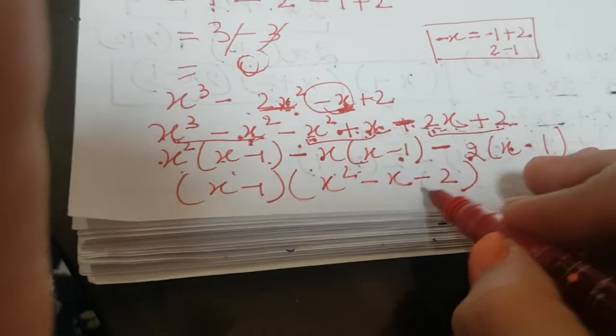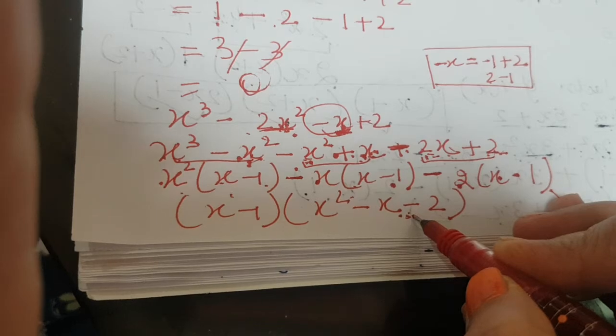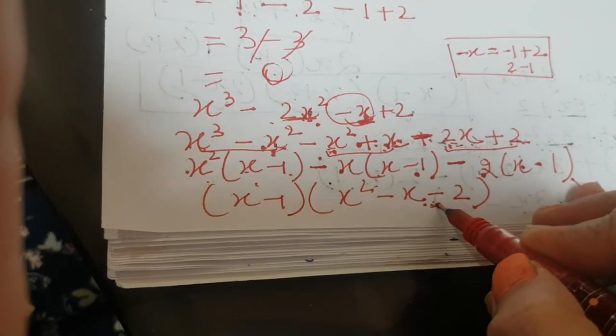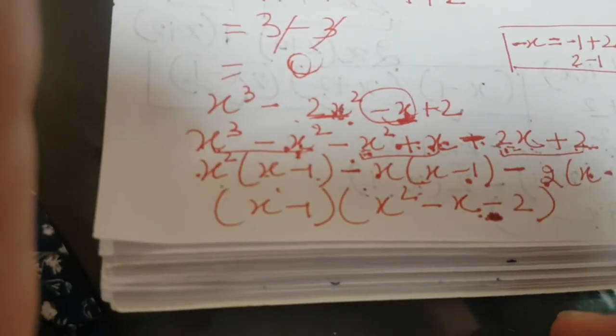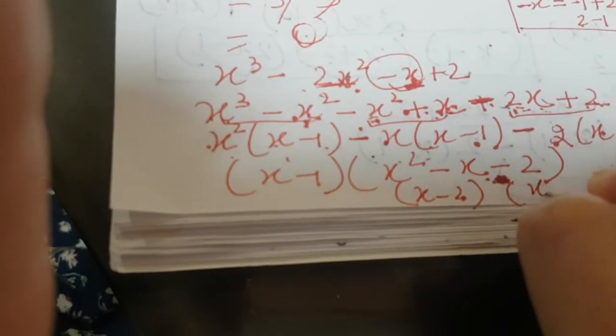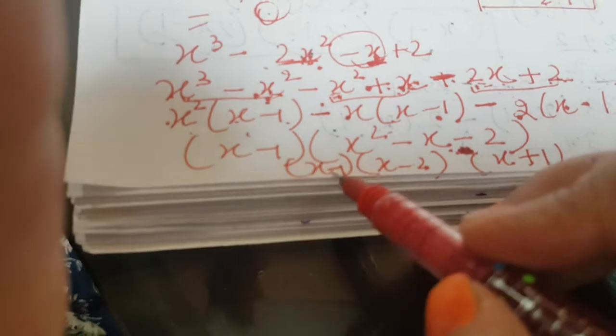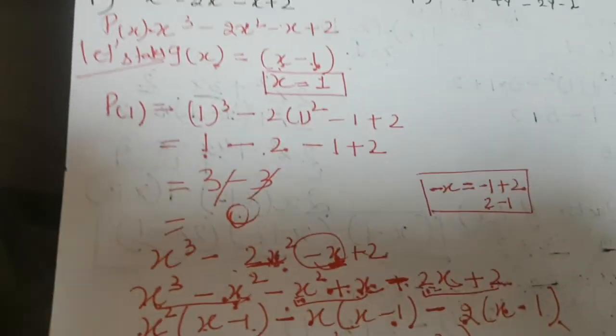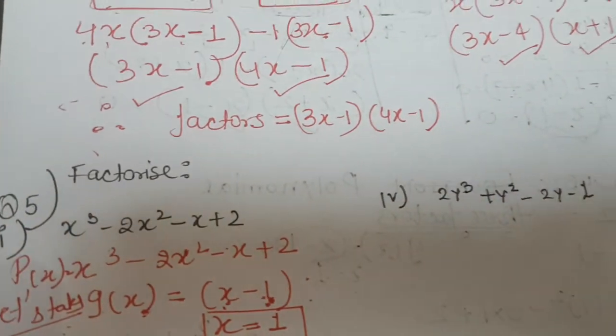Now what we will do, we will factorize this quadratic polynomial also to find two more factors. So when you factorize this quadratic equation according to what I explained to you, then two more factors will be x minus 2 and x plus 1, and one factor we have already found out. So the three factors of this cubic polynomial are x minus 1, x minus 2 and x plus 1.